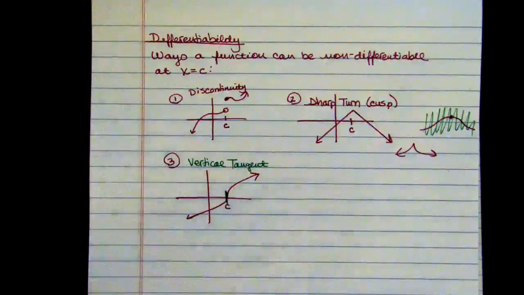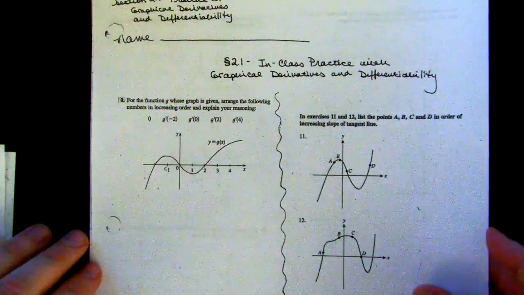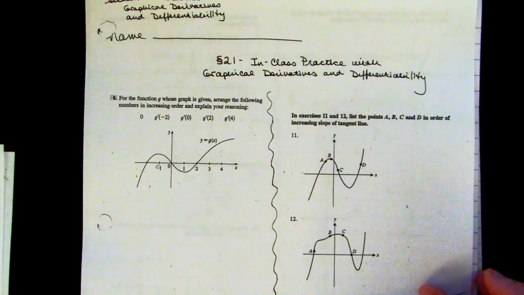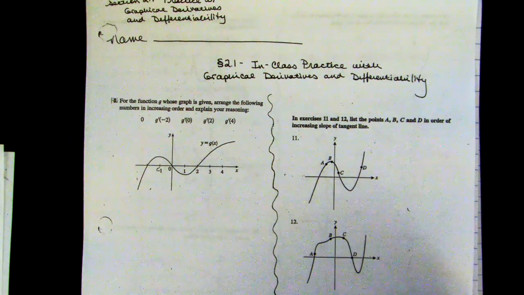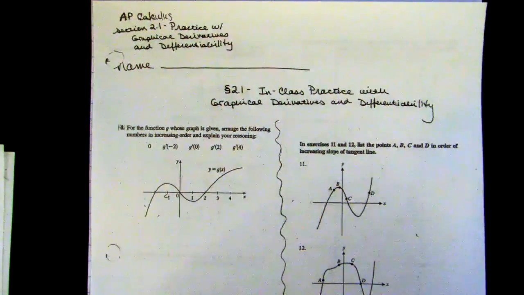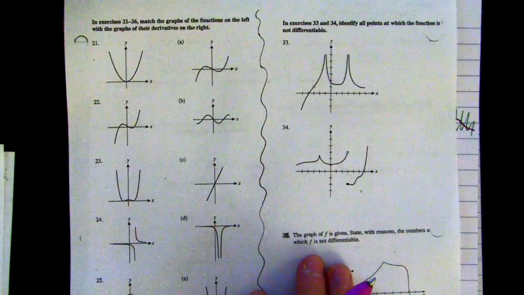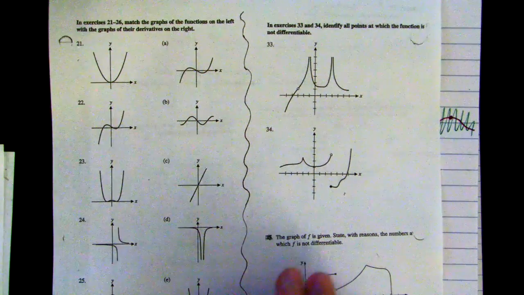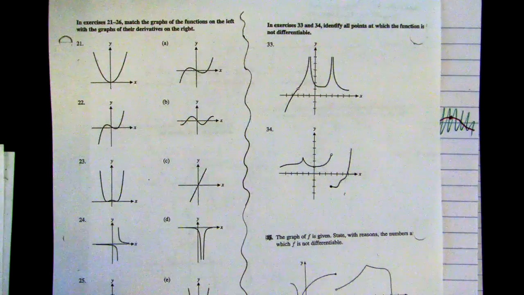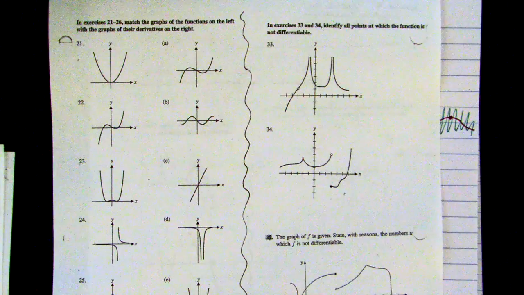There are three things we need to be able to look for. So I'd like to take a moment and take a look at that worksheet you have in your packet of in-class things, titled In-Class Practice with Graphical Derivatives and Differentiability. And we're going to jump all over this worksheet. I would like to start on the back, and I'd like to look at number 33. We need to figure out all the places where that function is not differentiable. Take a moment and do that. Push pause if you're watching on YouTube, or Edpuzzle will just stop, and you're going to tell me where that function is not differentiable.